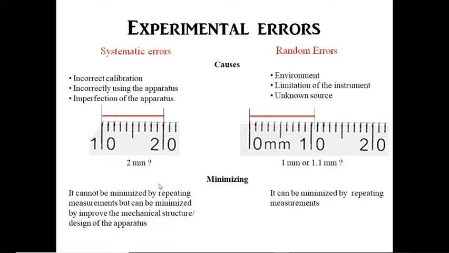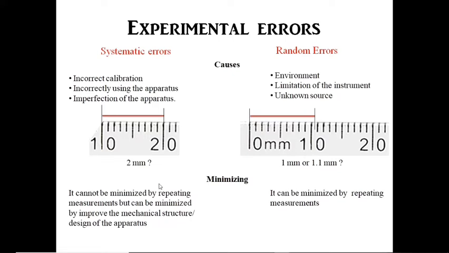What is the cause? The systematic error is always present due to incorrect calibration, incorrect use of the apparatus, and imperfection of the operators. And the random error will be present due to environmental limitation of the instruments and unknown sources.